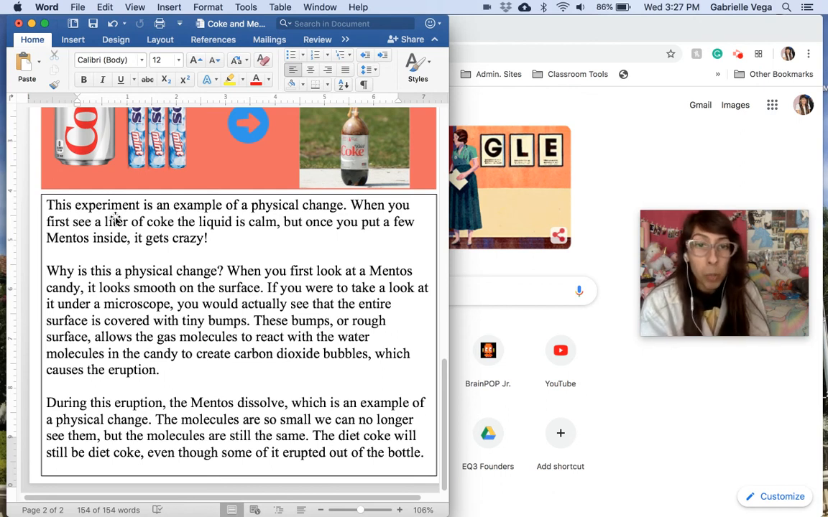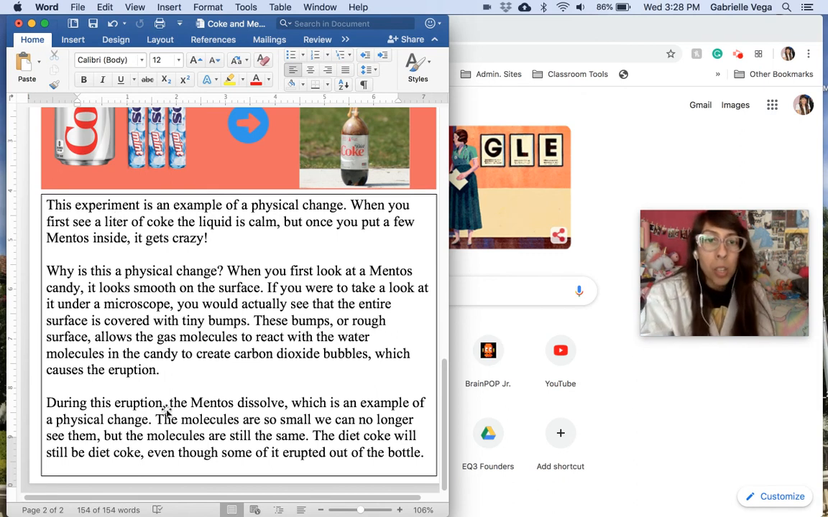During this eruption, the Mentos dissolve, which is an example of a physical change. The molecules are so small that we can no longer see them, but the molecules are still the same. The Diet Coke will still be Diet Coke, even though some of it erupted out of the bottle.